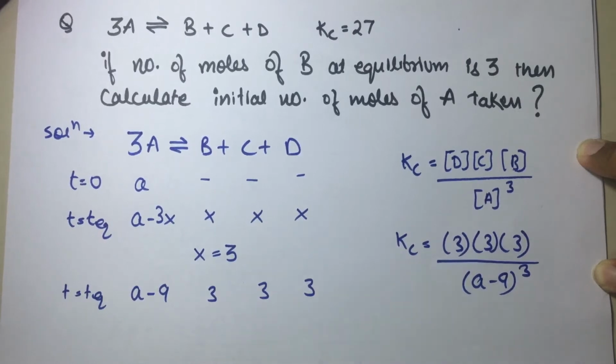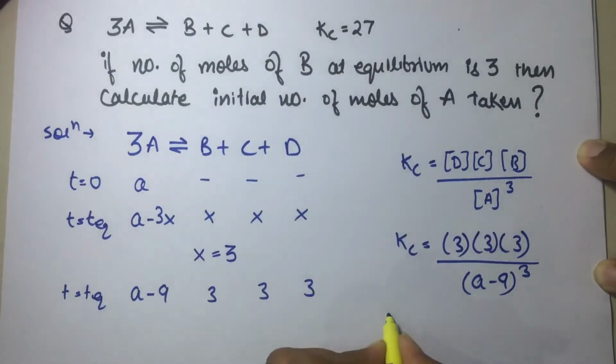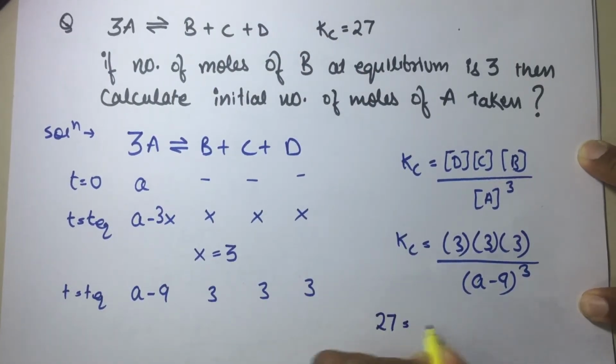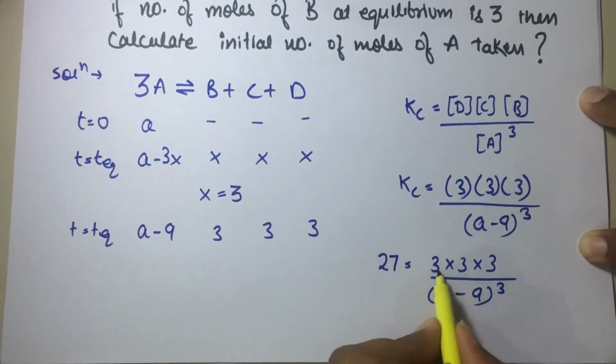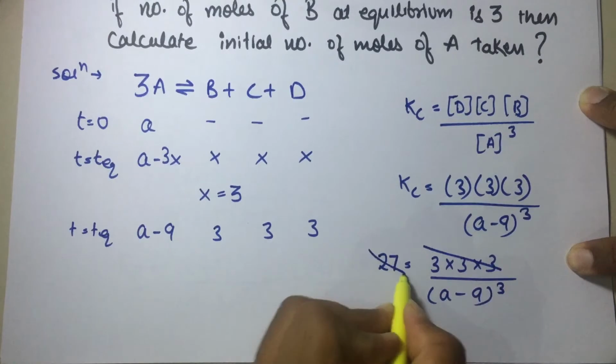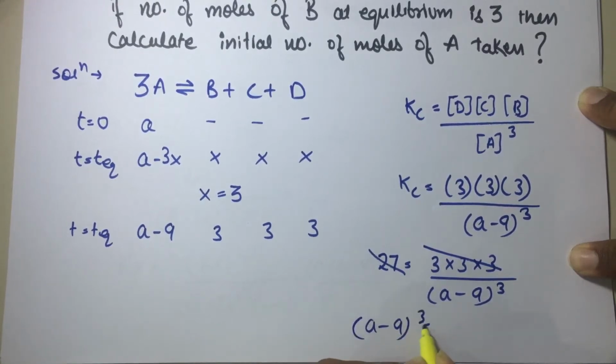Okay. So the value of Kc is given in the question. Kc is 27, so we write the value 27 here. Now we do 3 into 3 into 3 upon A minus 9 to the power 3. Now we just have to solve this equation. So here we have 3, 9, 27. Now we cancel them. They will cancel each other. Then A minus 9 to the power 3 becomes 1. So if we take the cube root, then A minus 9 is equal to 1. A becomes 10.